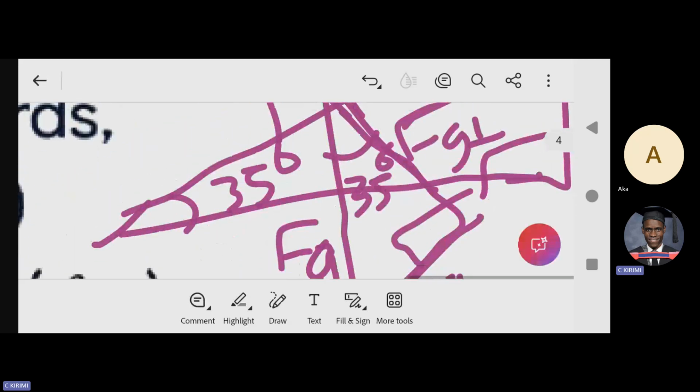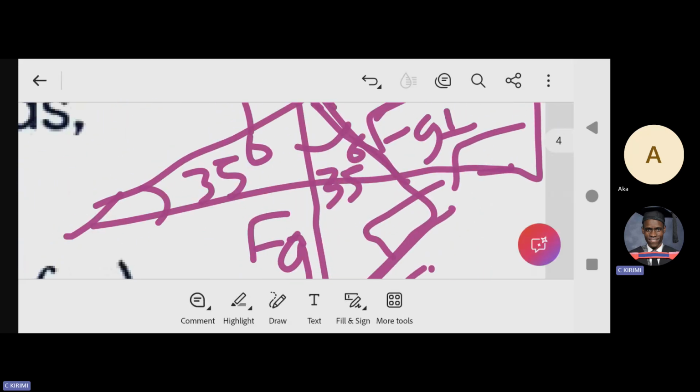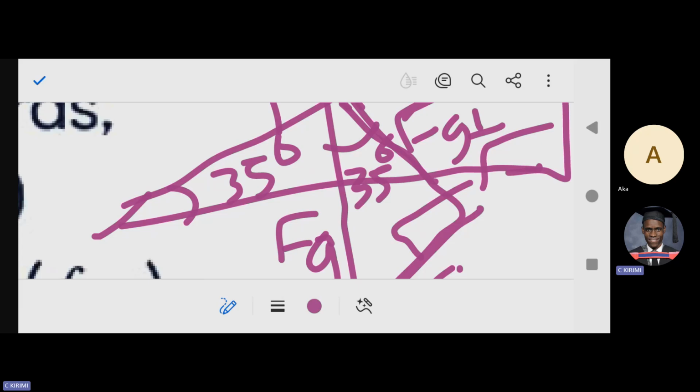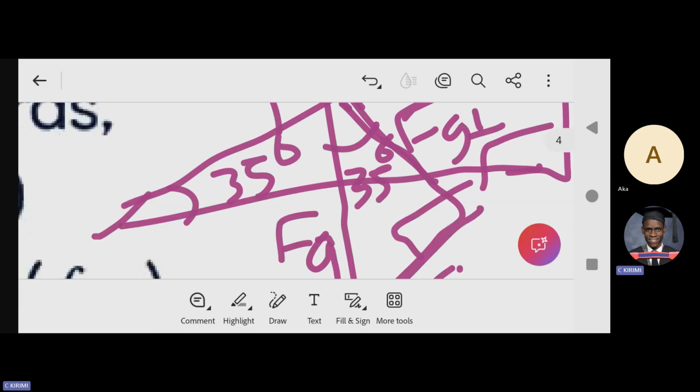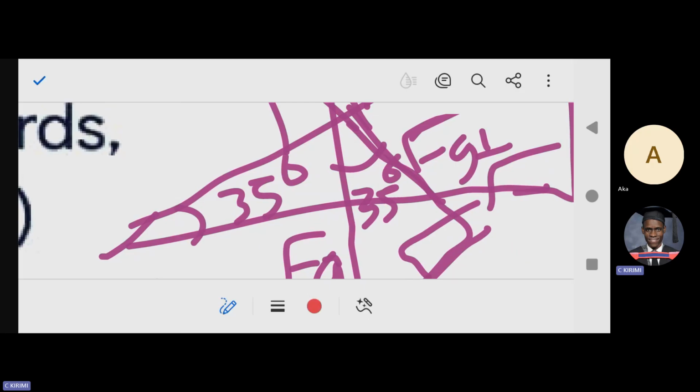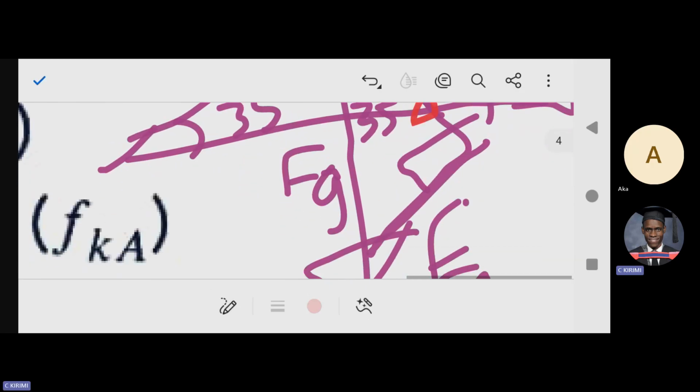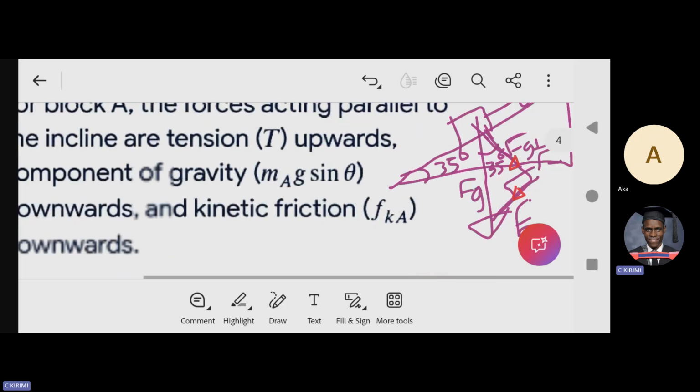The resultant vector is FG. It's made up of two vectors, which we are adding together. So it's this vector going down, plus this vector going in this direction. That's why we are getting the resultant as FG. Always that resultant force is FG.